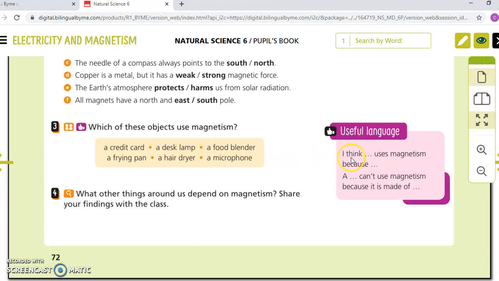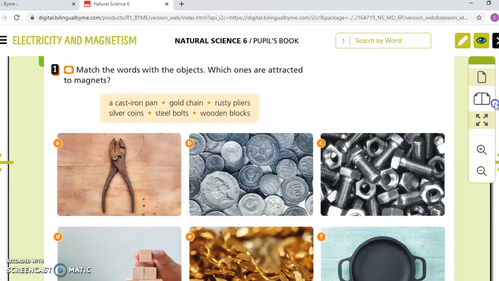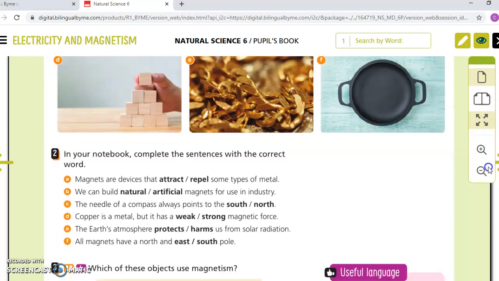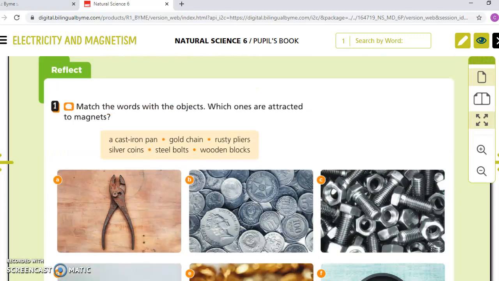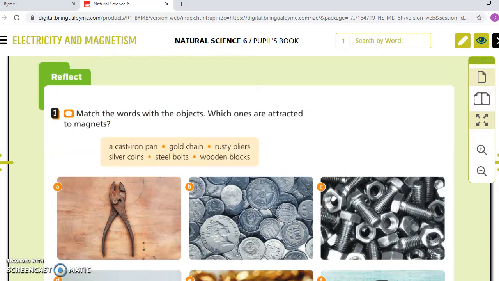Here, useful language: I think it uses magnetism because, or I think it can't use magnetism because it is made of and so on. So this would be the first lesson of natural science. I just want you to start thinking about electricity and magnetism, and on Friday we will start the explanation properly.